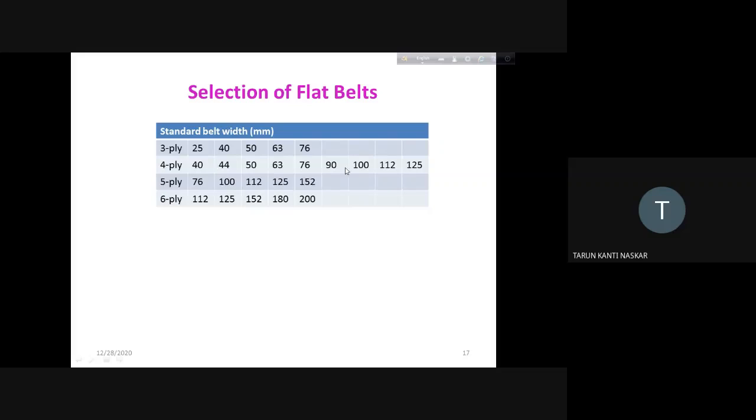For 4 ply, these are the standard belt widths. For 5 ply, standard belt widths. For 6 ply, these are the standard belt widths. So these are available in the market.